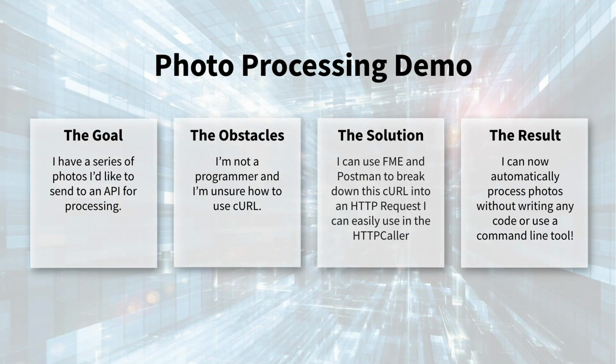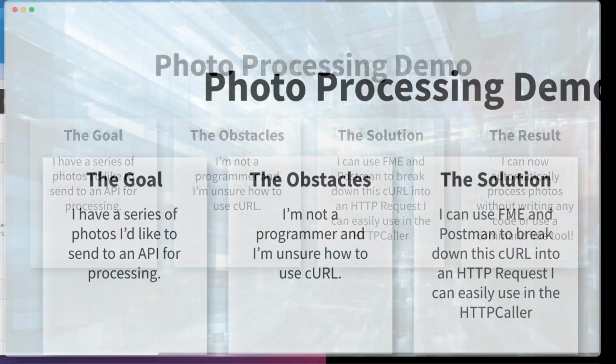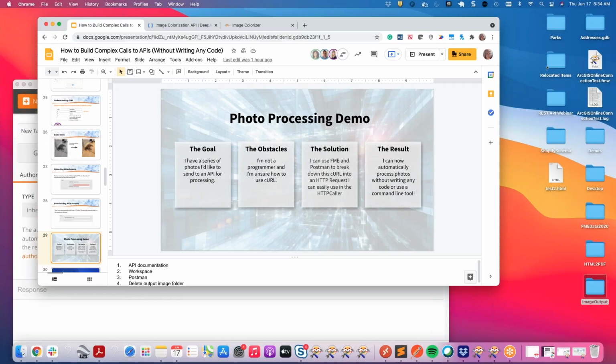So let's take a look. In this case, it's a photo processing demo. I have a series of photos I'd like to send to an API for processing. However, I'm not a programmer. I don't know how to use curl. How would I do this? I'm going to use the combination of FME and Postman to break down this post request, so I can easily use this API in the HTTPCaller. Now I can automatically process all my photos without writing any code or using any command line tools.